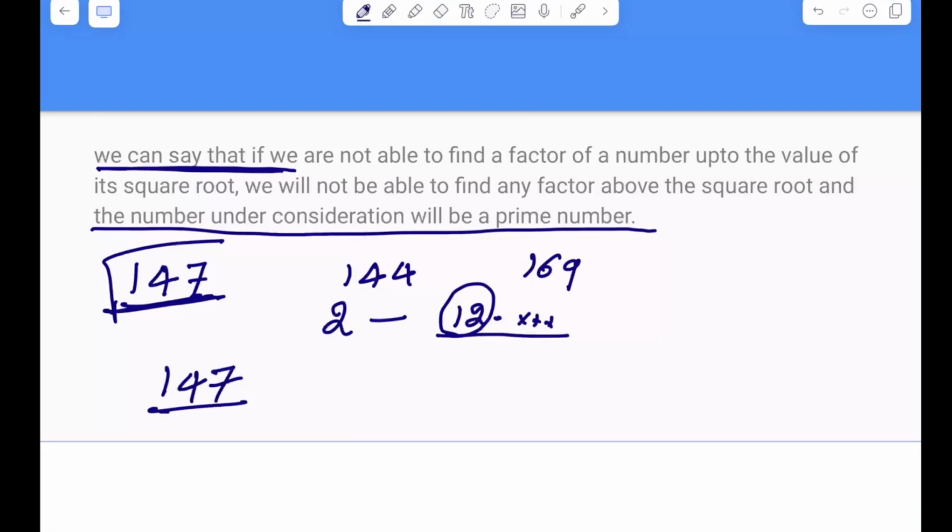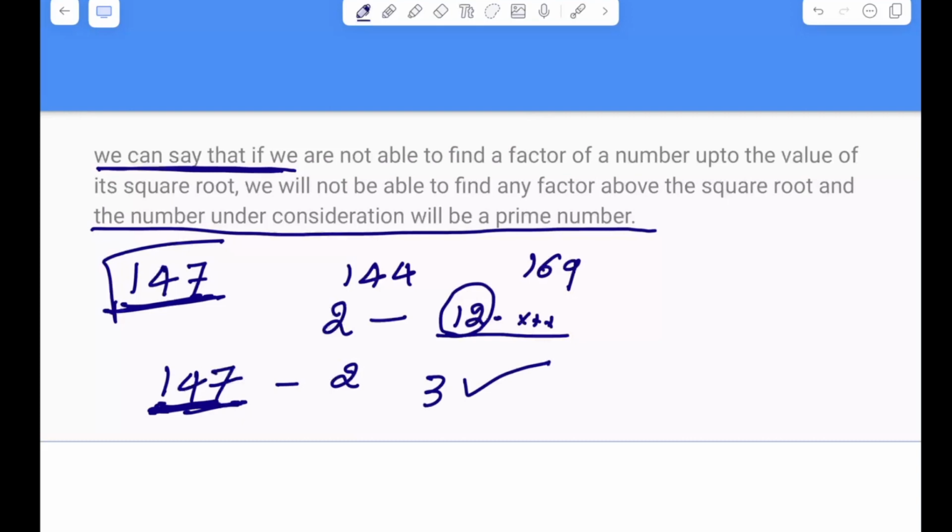Let us check whether 147 is a prime number or not. 147 is not divisible by 2. Let us check whether 147 is divisible by 3 or not. 1 plus 4 plus 7 is equal to 12. Using the divisibility rules that we have already learned, 12 is divisible by 3. So 147 is also divisible by 3. So 147 is not a prime number.